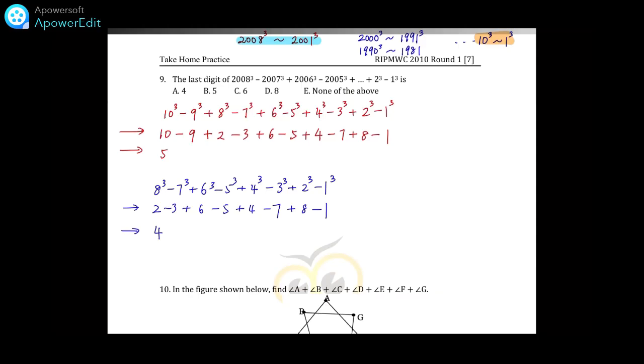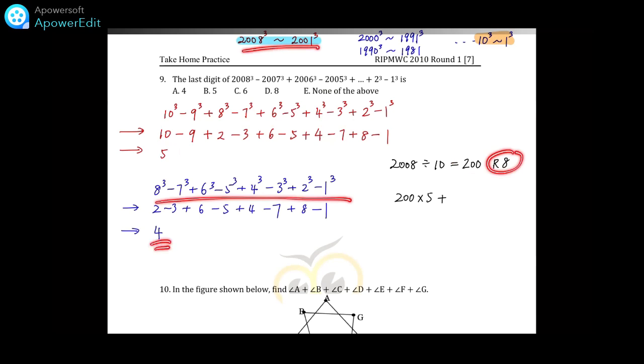So let's group these numbers together. 2008 divided by 10 gives 200 groups with a remainder of 8. Now for the first 200 groups, the last digit is 5. So we get 200 times 5. Then for the remainder 8, these 8 numbers, from 2008 to 2001, the last digit is 4. So plus 4 equals 1004. So the last digit is 4. The answer is 8.